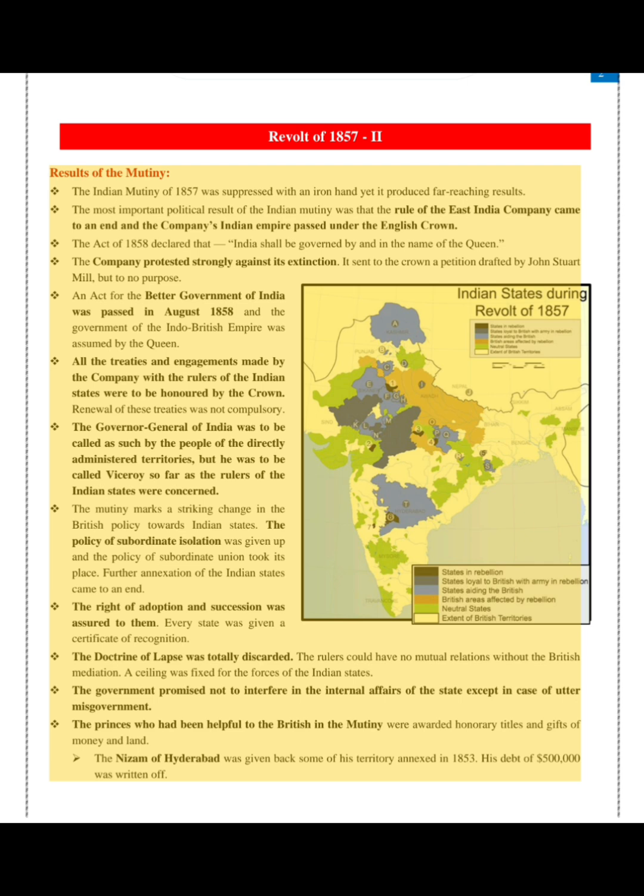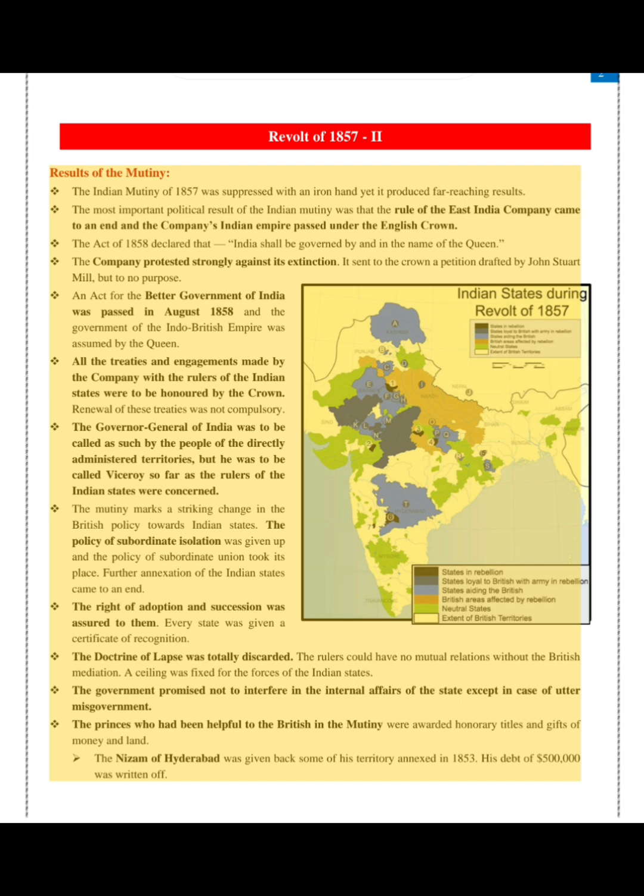The Act of 1858 declared that India shall be governed by and in the name of the Queen. The company protested strongly against its extinction. It sent to the Crown a petition drafted by John Stuart Mill, but to no purpose. An Act for the Better Government of India was passed in August 1858 and the government of the Indo-British Empire was assumed by the Queen.